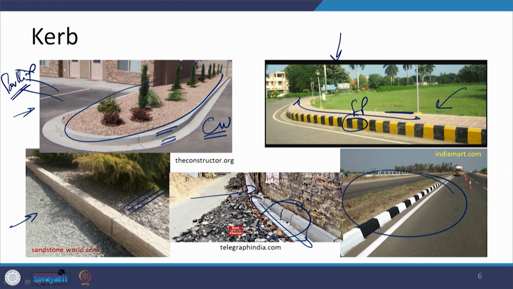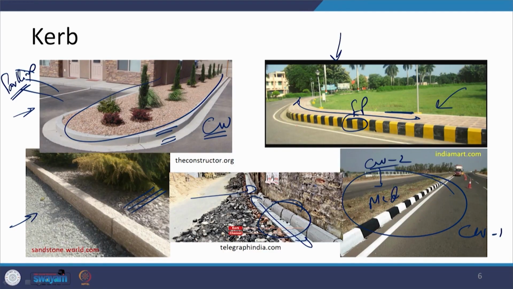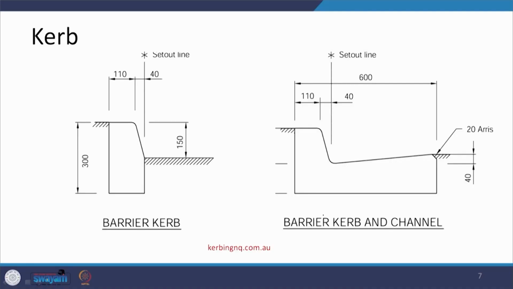This is a beautiful example of the demarcation of further spaces. You have carriageway 1 on this side and carriageway 2 on the other side, and these two carriageways have been separated by a median, and that median is supported by the curb stone. So, there are so many utilities of these stones which we are going to use in these demarcation aspects or other functional conditions.